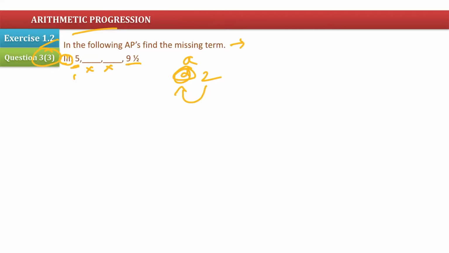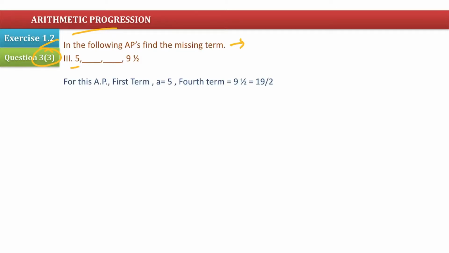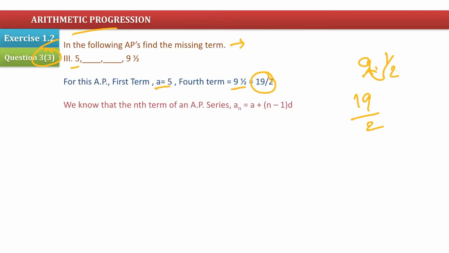Let's see. The first step is to mention whatever is given, that is A1 equals 5, and the fourth term, A4, is 9 into 1 by 2. I am writing 9 into 1 by 2 as 2 9s are 18, 18 plus 1, 19 by 2. I am going to write it like this, 19 by 2. Now I am going to write the nth term formula of the AP series.